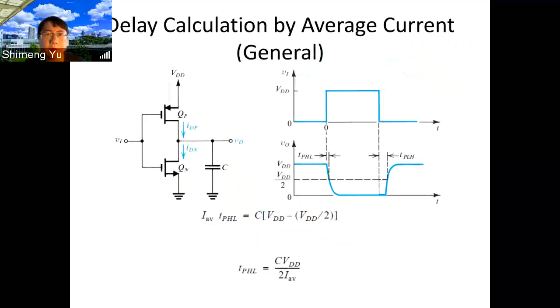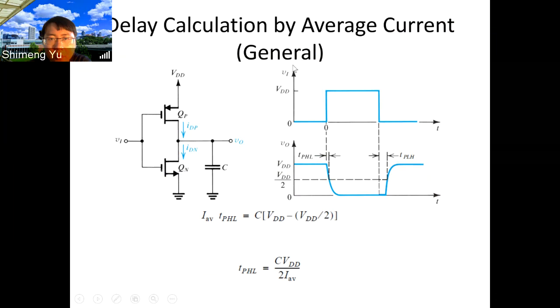And today we are going to discuss how to calculate the TPHL or TPLH. Here we have two methods. The first method is the average current method. This is a general method to calculate any delay in digital circuits.